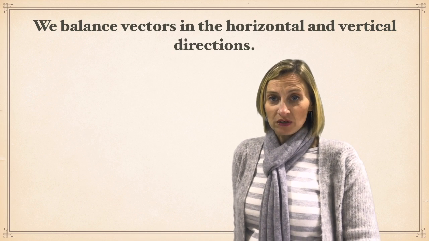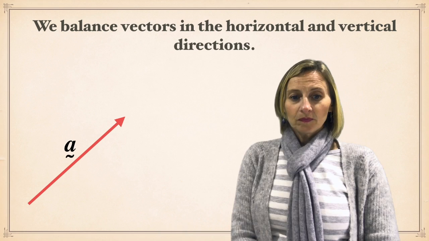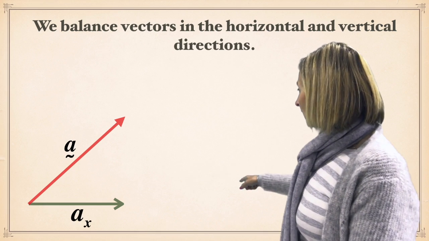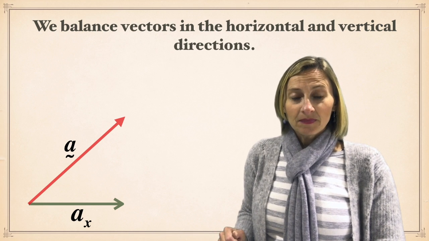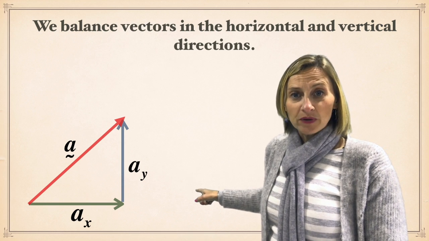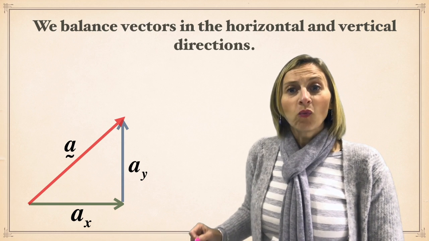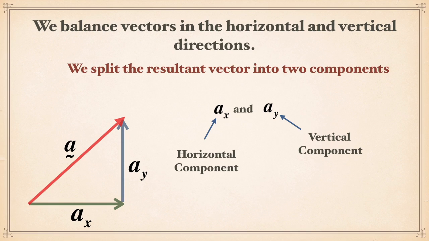We balance vectors in the horizontal and vertical direction. So what does that mean? Let's say we have this vector. We can draw a horizontal line and a vertical line to create our triangle for vector A. And we say that the horizontal line is our X component and our vertical line is our Y component. All vectors will have a horizontal component and a vertical component. AX is our horizontal component and AY is called our vertical component.